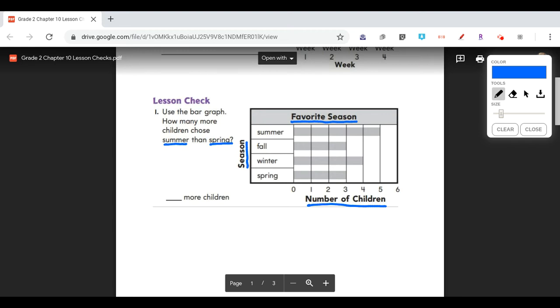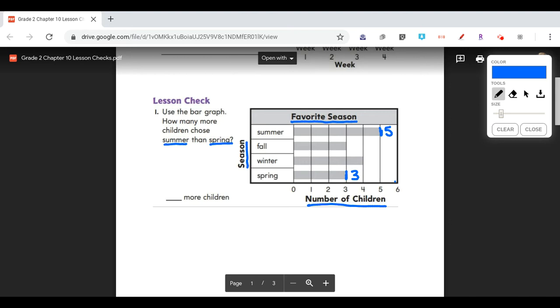Okay, so that's just one question we can answer based on this bar graph. So if I look at my summer, I see that summer ends right here. So if I look down from that line, it says 5. And if I look at spring at the very bottom, it goes to here, which goes to 3. Okay? So when we're comparing summer to spring, we're comparing the numbers 5 and 3.